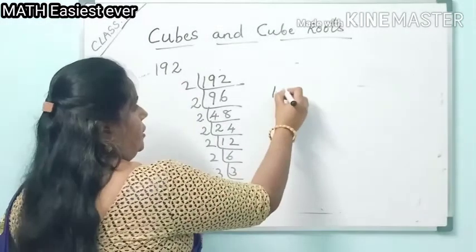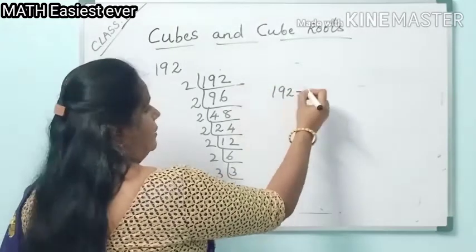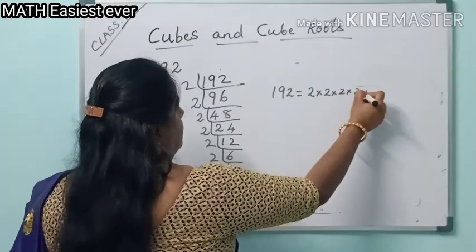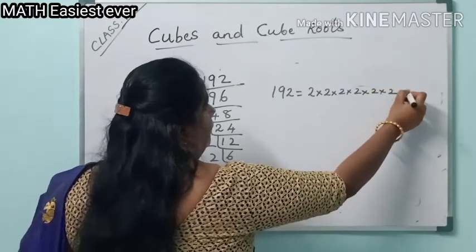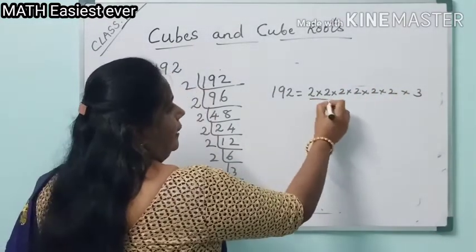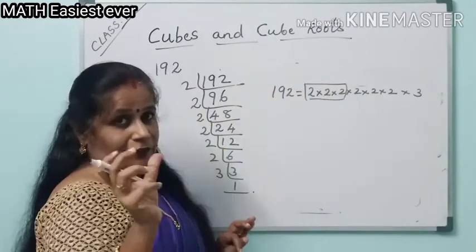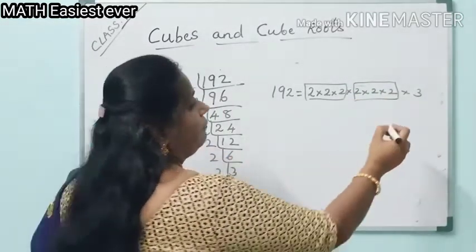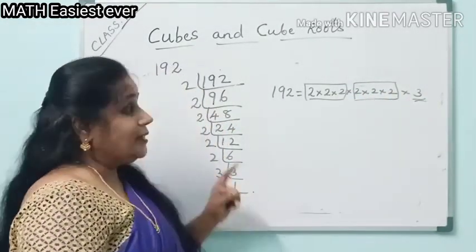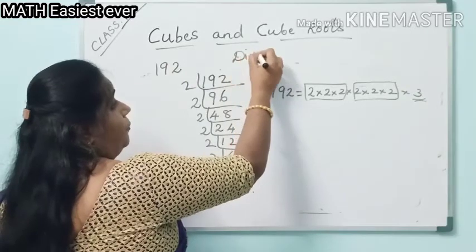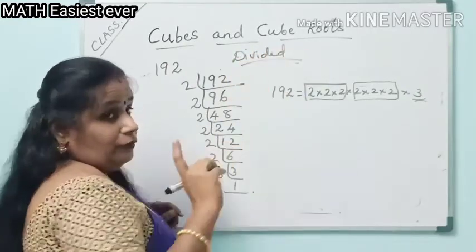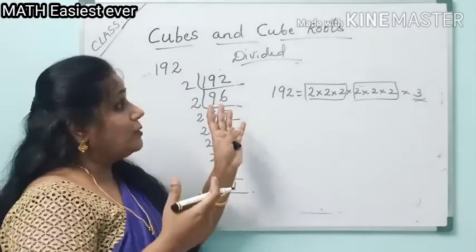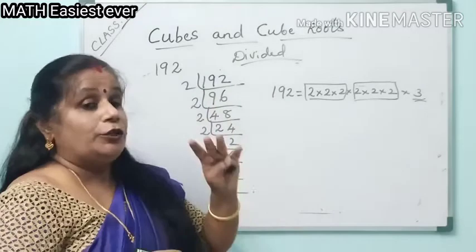So 192's prime factors will be 2 into 2 into 2 into 2 into 2 into 2 into 3. 6 2s you got and 1 3 you got. So these 3 2s you can make one group. The other 3 2s you can make one group and you will be left with 1 3. What is your question? What is the smallest number that should be divided? You clearly understand the difference. Earlier it was the smallest number to be multiplied. Now it's what is the smallest number to be divided to make it a perfect cube.